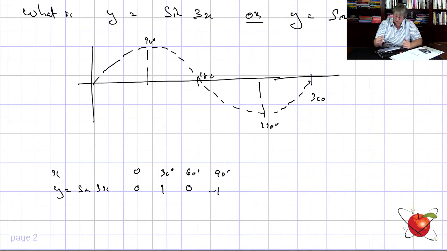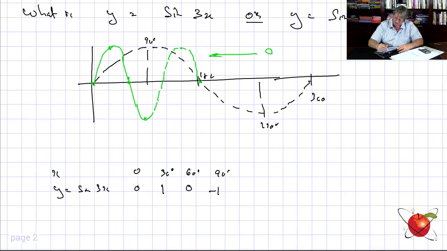Hold on, let's draw this graph. This is even puzzling for me now. What has happened? At 30 degrees, it's reached the peak of 1. At 60 degrees, it's 0. At 90 degrees, it's now at minus 1. Look at the graph. Essentially, what is this graph doing? It's going to be 0 there as well, isn't it? So what is happening? The graph is actually doing this.